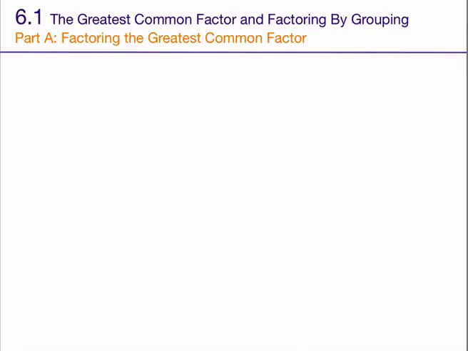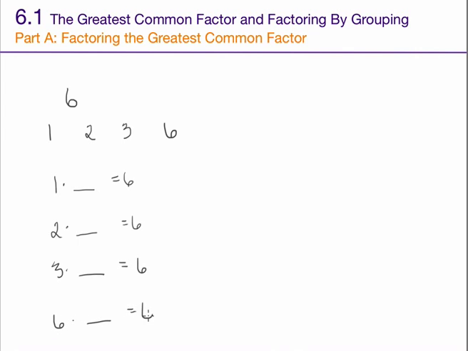Let's start this section and this part with a reminder of what it means to be a factor. The number 6 has factors 1, 2, 3, and 6 because 1 can be multiplied by something to get 6. 2 can be multiplied by something to get 6, and so on. That's what makes 1, 2, 3, and 6 factors of 6.